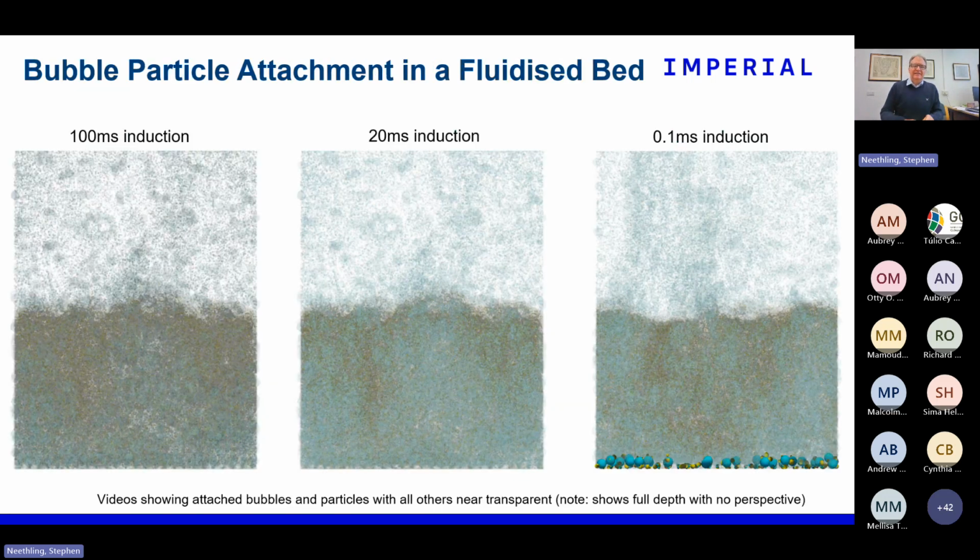And on top of that, we added an attachment model. So this is looking at different induction times. Essentially, how long does a floatable particle and a bubble need to be in contact with one another before they actually attach? And in this case, they form clusters. So you don't just have one bubble and one particle. You actually end up with multiple bubbles and multiple particles all stuck together because it is a comparatively quiescent system. If you move to a conventional flotation cell, those clusters would tend to get broken up. But in these relatively quiescent fluidized bed type flotation cells, they aren't.